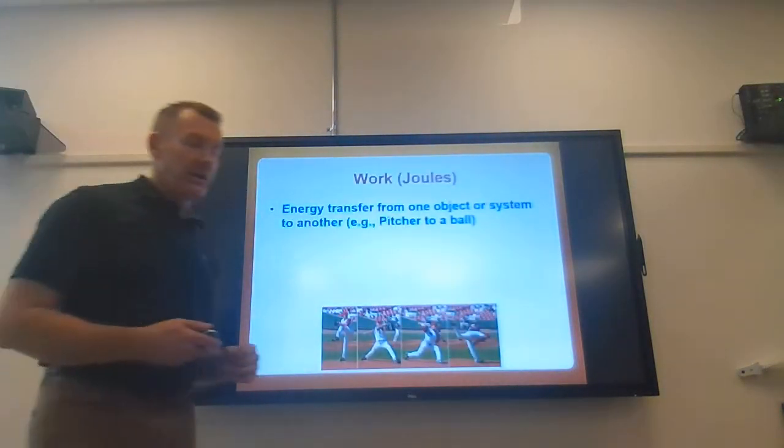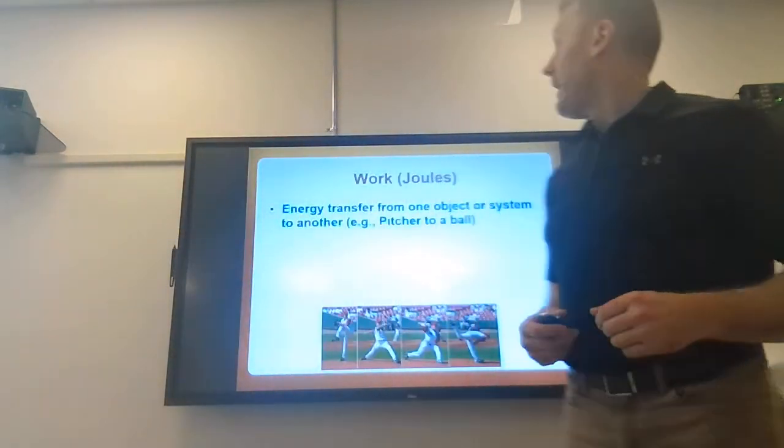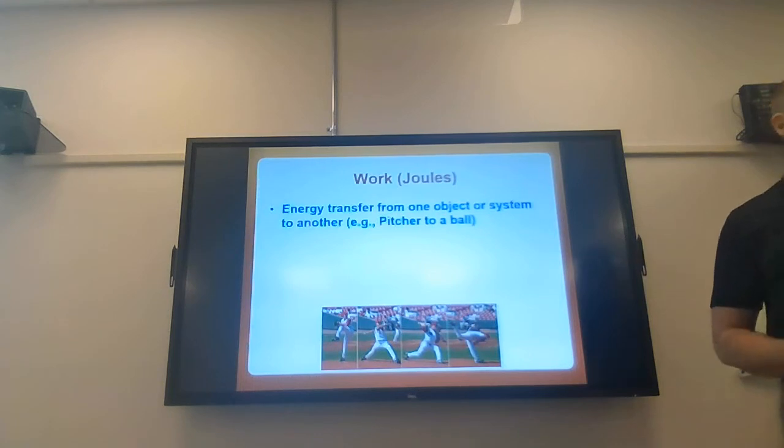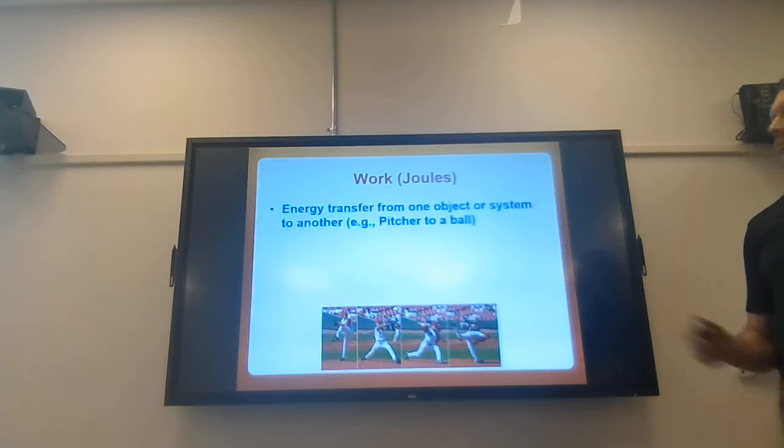Okay, so work in a mechanical sense is defined as energy transfer from one object or system to another. So from a pitcher to a ball. So the whole wind-up process and delivery. The pitcher is doing work on the ball. So the velocity of the ball as it leaves the pitcher's hand is an expression of the work done by the pitcher.